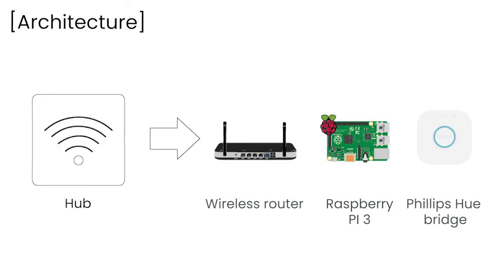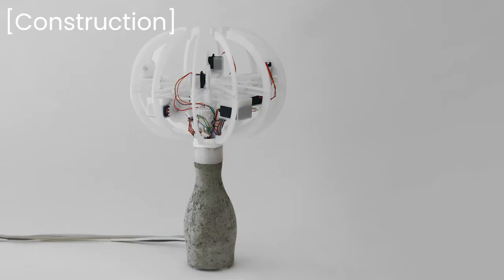Finally, the hub consists of a wireless router to connect MoLux to the internet, a Raspberry Pi to communicate with the particle photons, and a Philips Hue bridge to communicate with the Philips Hue bulb.